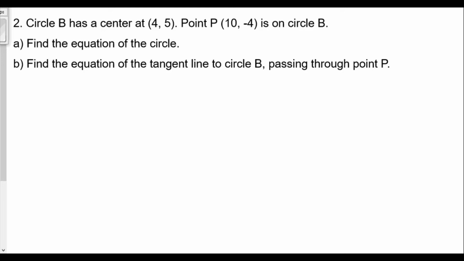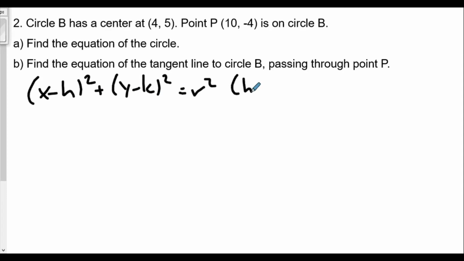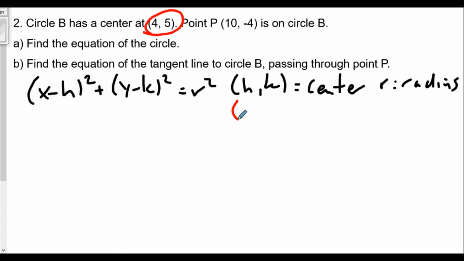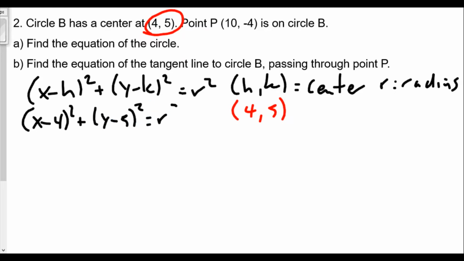We learned before that the equation of a circle has a formula: (x - h)² + (y - k)² = r², where (h, k) is the center and r is the radius. The nice thing is they already gave us our center, (4, 5), so h is 4 and k is 5. We plug that right into our formula: (x - 4)² + (y - 5)² = r².